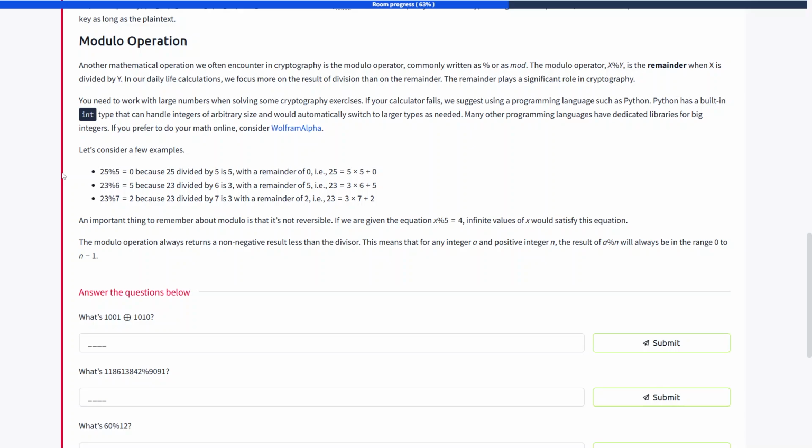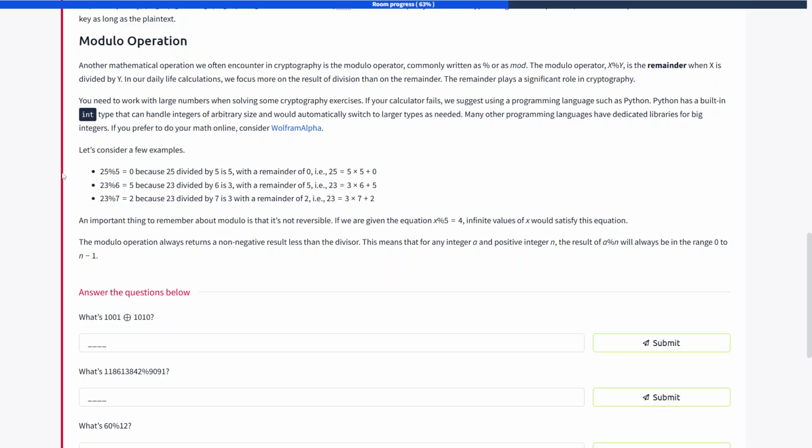You need to work with large numbers when solving some cryptography exercises. If your calculator fails, we suggest using programming languages such as Python. Python has a built-in int type that can handle integers of arbitrary size and would automatically switch to larger types as needed. Many other programming languages have dedicated libraries for big integers. If you prefer to do your math online, you can also use Wolfram Alpha.